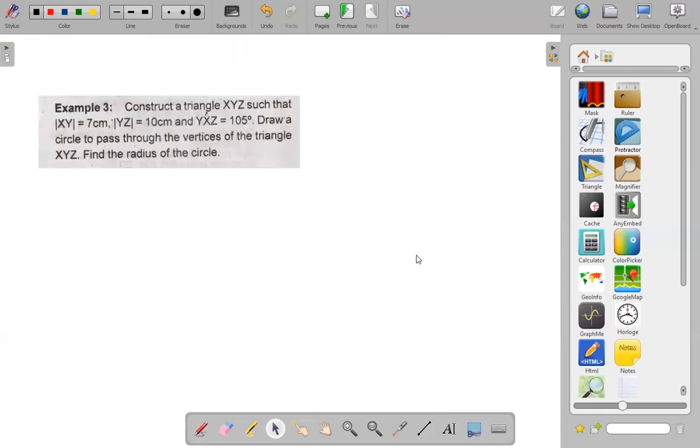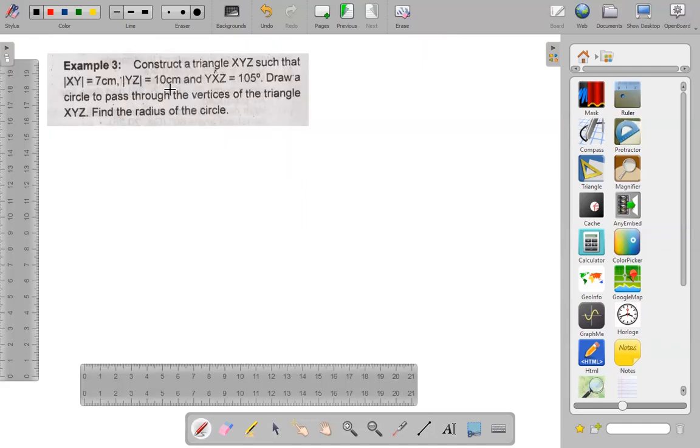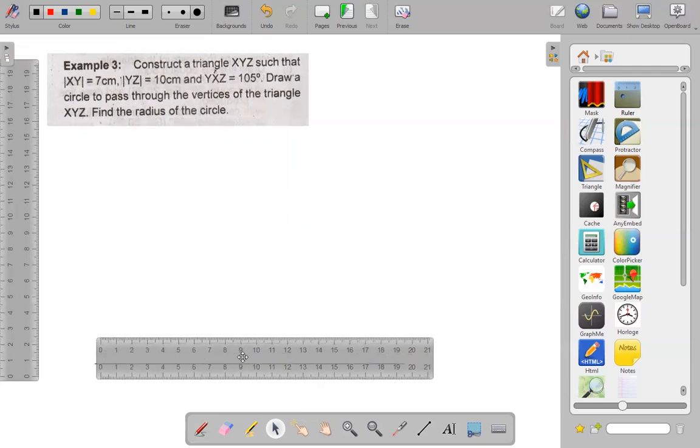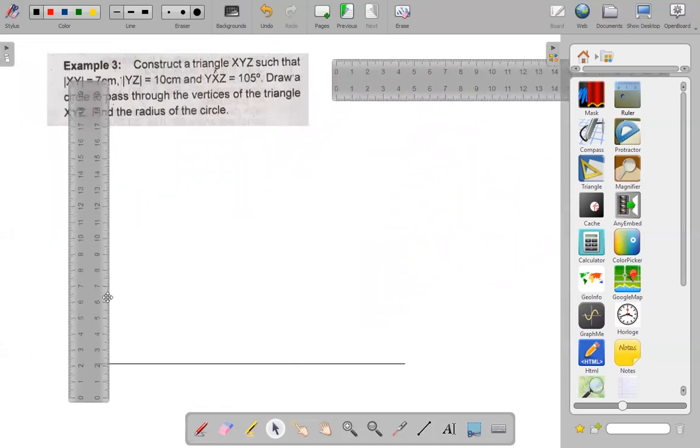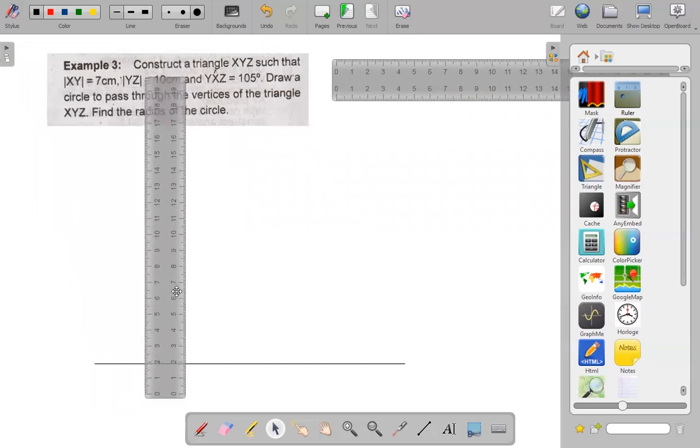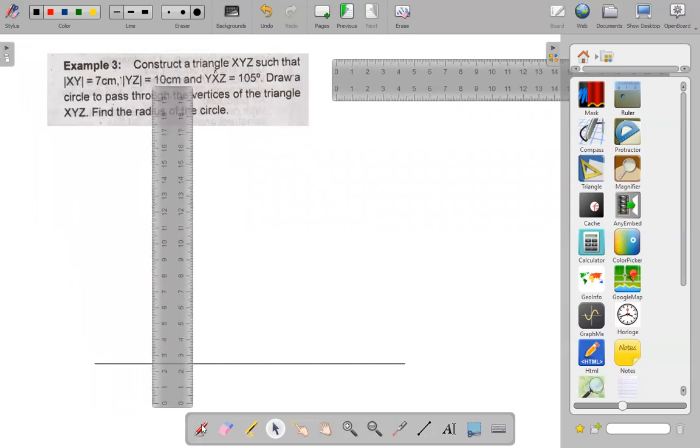Okay, so as usual, we'll draw a straight line. The question says construct a triangle XYZ such that XY is 7 centimeters. So let's rule a line and mark out 7 centimeters from there. Now they want our angle to be on point X, and 105 should be on point X. So let's mark off a point and call it point X, and then construct 105 there. I'm going to call this point here point X.